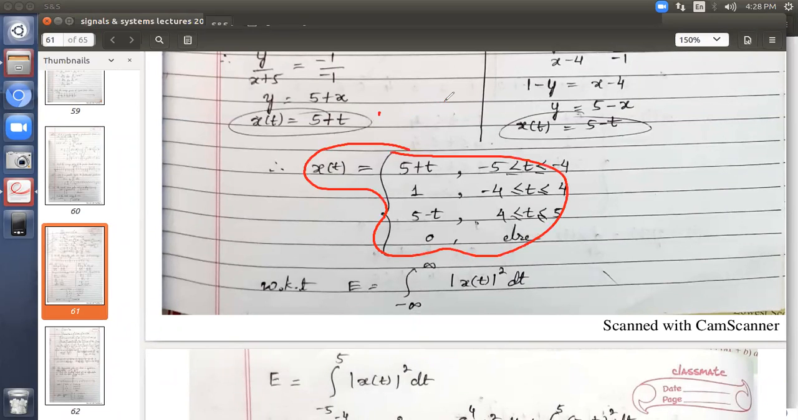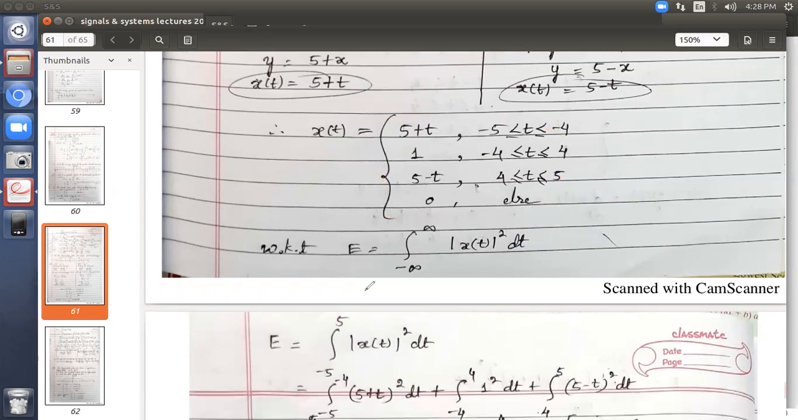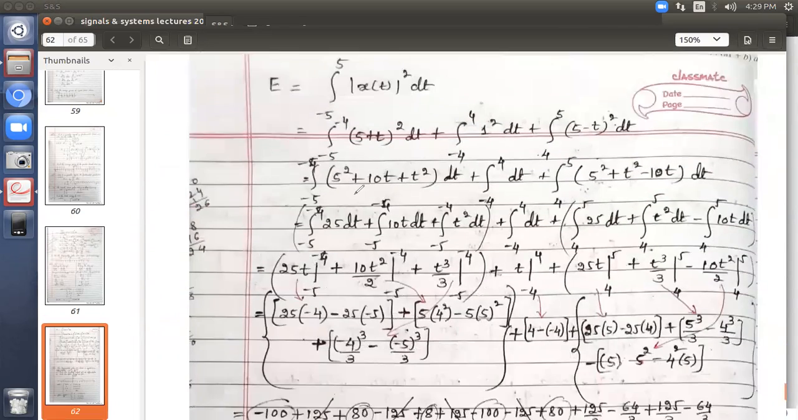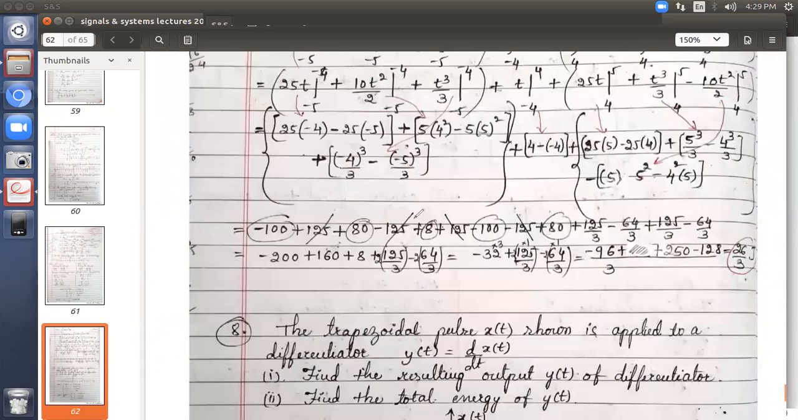We have used the straight line equation concept. We have found the equations, and this is how we find the x of t signal. Once you can define the x of t signal in the form of an equation, it is easy for you to find the energy afterwards. Energy, you please try to go through the calculations. Try each step, apply the integration, apply the limits, have patience, try to solve this, simplify this. You should get 26 by 3.